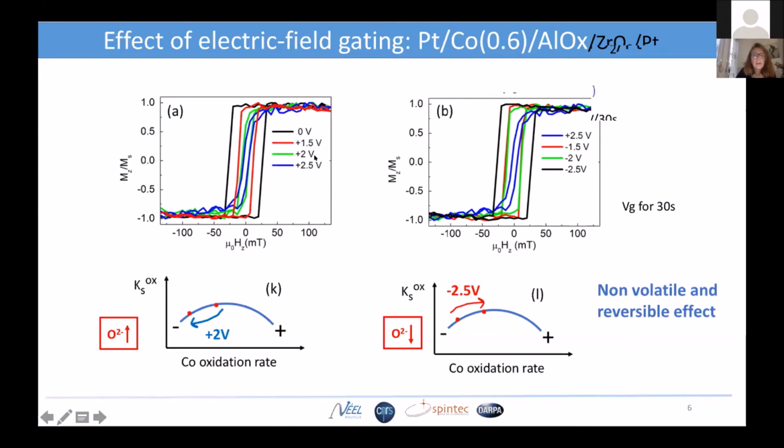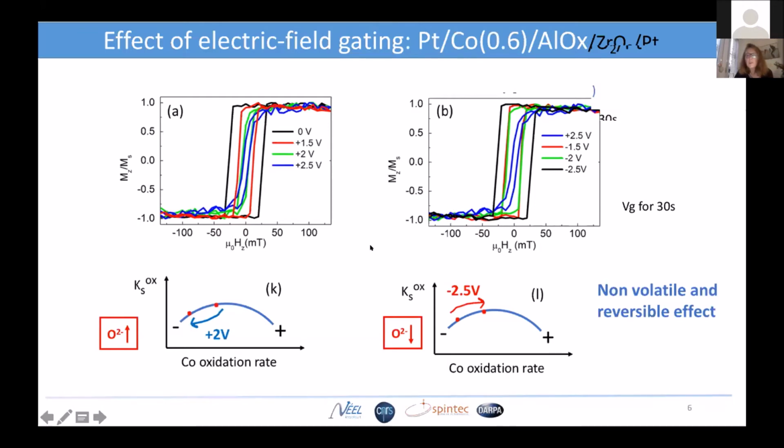By applying a positive electric field, you can see the gradual decrease of the coercivity that we associate to a decrease of the perpendicular anisotropy. And again, in this case, we have the same non-volatile effect, which can be explained by the migration of oxygen ions away from the cobalt oxide interface, which decreases the magnetic anisotropy.